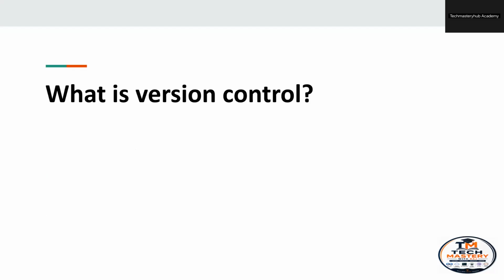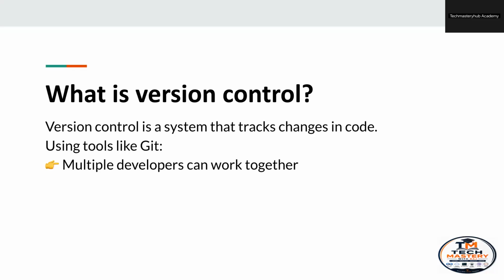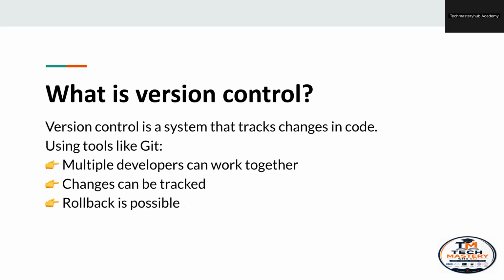Next question is, what is version control? Version control is a system that tracks changes in your code. Using tools like Git, multiple developers can work together. Also, they can make multiple changes and all the changes can be tracked using these tools. And if there is a requirement to back out a particular change, we can back out as well. So that's why a version control system is very important. It is a critical part of the DevOps tool set.